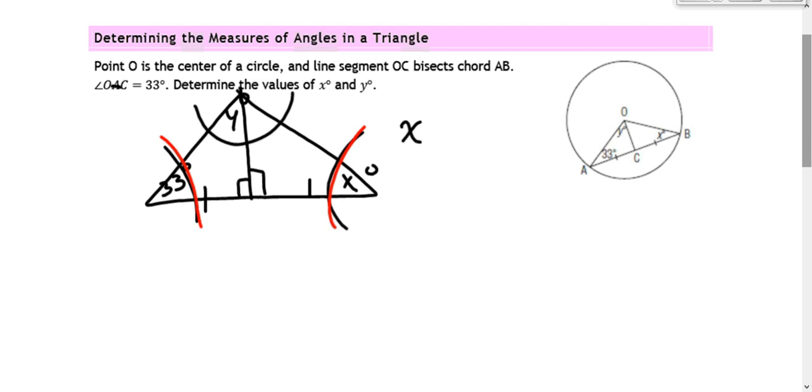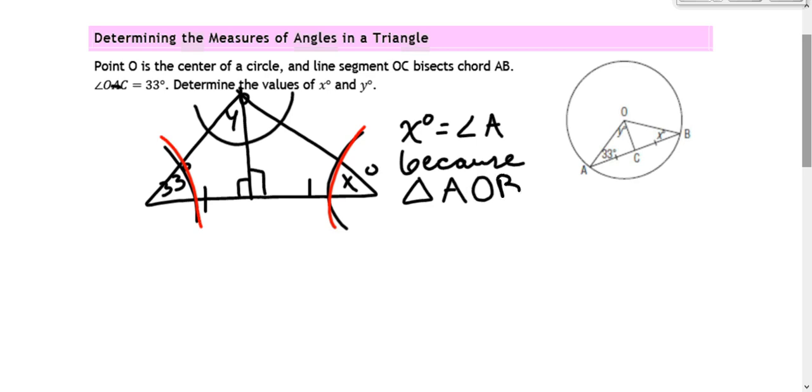So X degrees is equal to angle A because triangle AOB is isosceles. I forgot how to spell it. So X degrees is equal to 33 degrees.